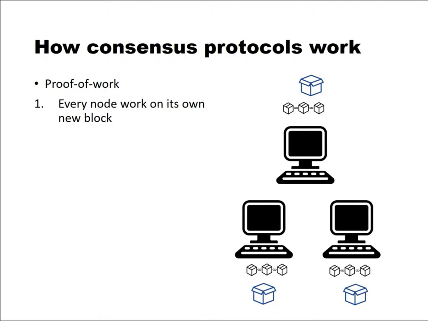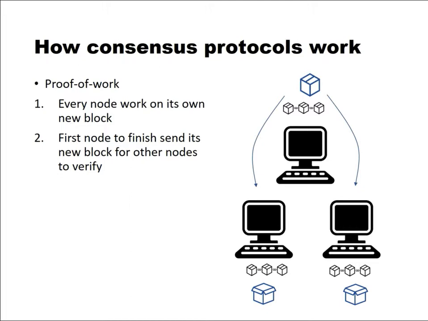First, every node will work on a new block on their own. They will collect information such as transaction logs that is broadcasted to the network. Every block has a size limit. So that means there's only a certain amount of information that can be put into a new block. The first node that finishes its new block will send this newly created block to other nodes in the network.